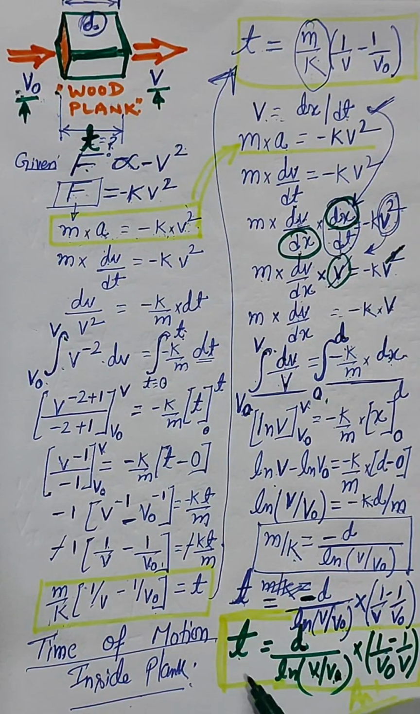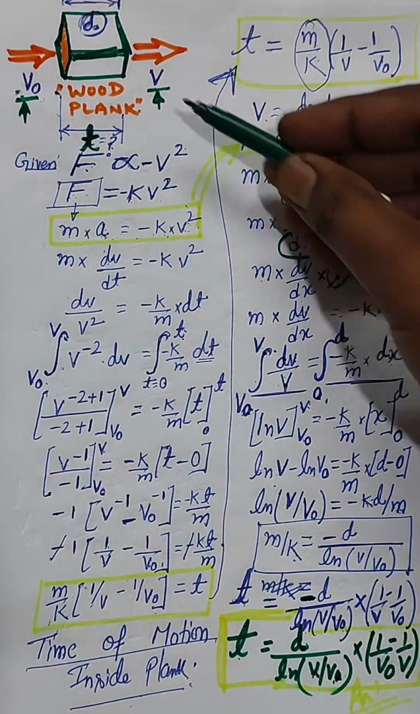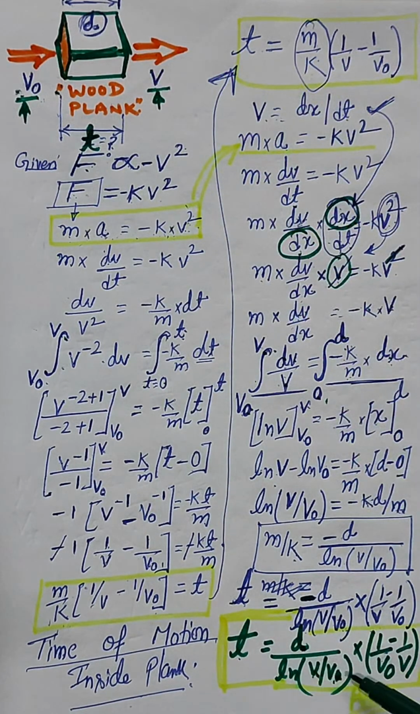You can easily calculate the time, whatever be the thickness of the plank, my dear friends. Easily, right? Because you derived the formula. From this formula, just put the value of d, find the ln of v by v0. You know v0 and v, right? So finally, my dear friends, I think it's understandable to you.